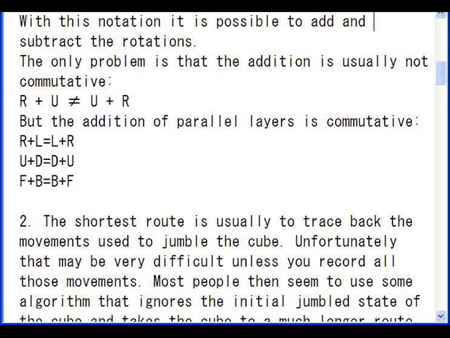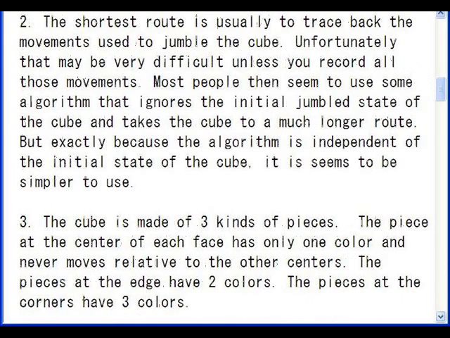The shortest route is usually to trace back the movements used to jumble the cube. Unfortunately, that may be very difficult unless you record all those movements. Most people then seem to use some algorithm that ignores the initial jumbled state of the cube and takes the cube to a much longer route. But exactly because the algorithm is independent of the initial state of the cube, it seems to be simpler to use.